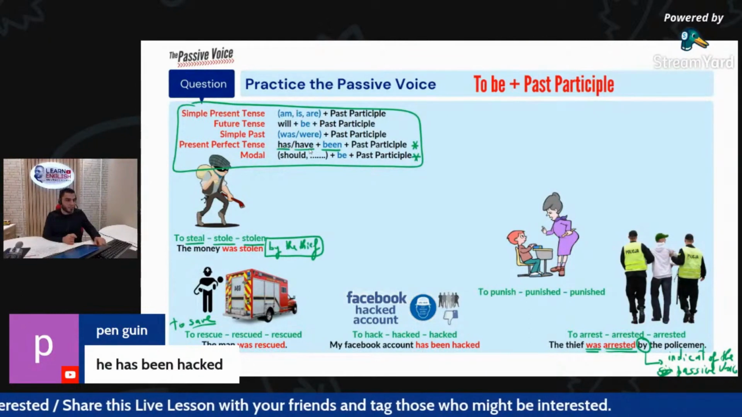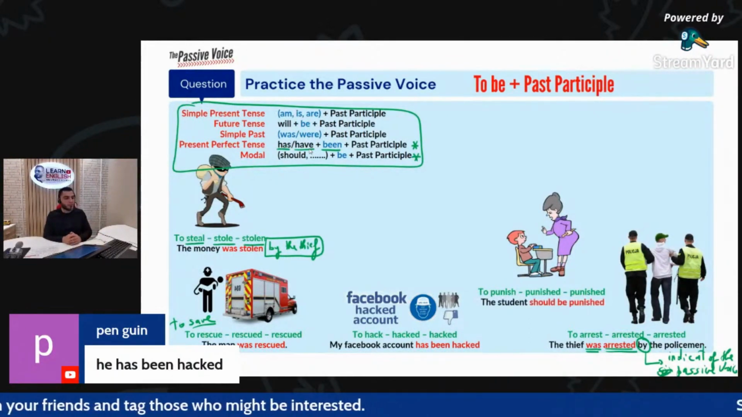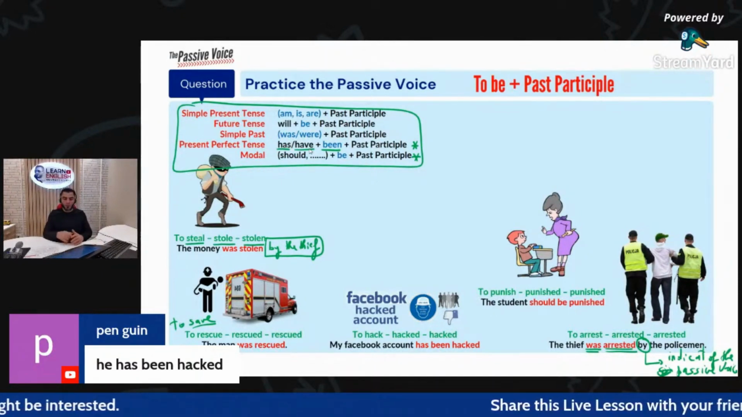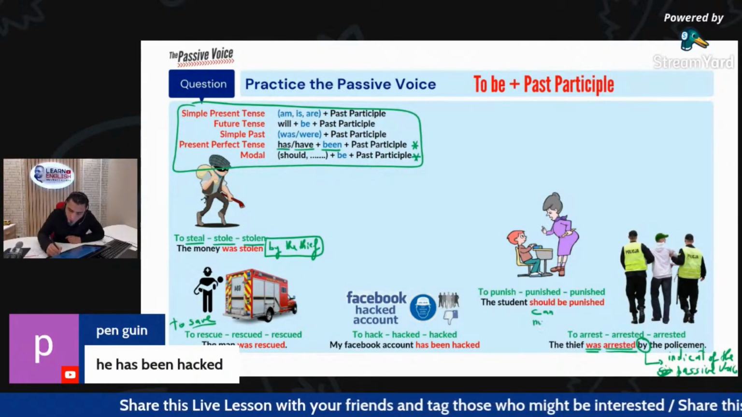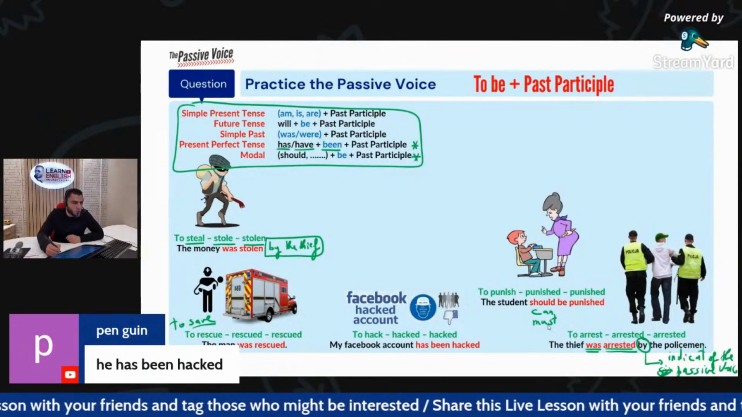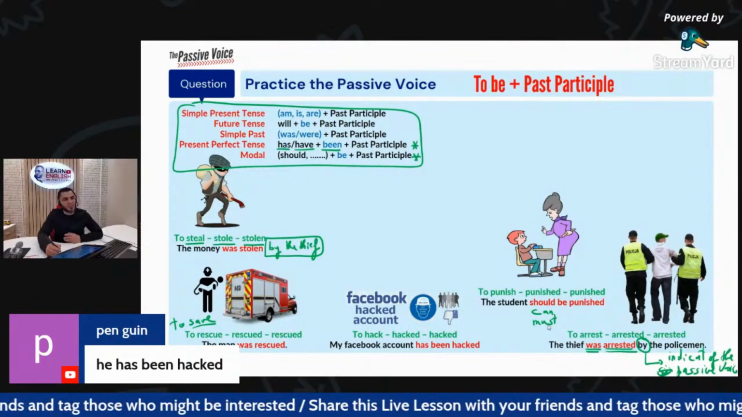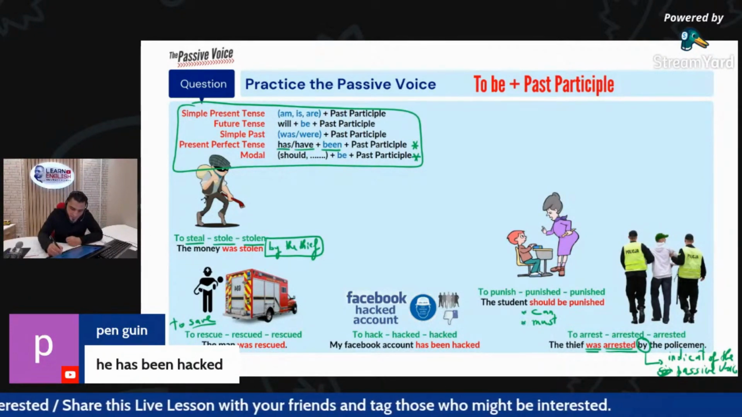So the correct answer is the student should be punished. If I want to use can, I can say the student can be punished. The student must be punished. So the student should have been punished. Yes, that's in the past. Very good. So we can say that.